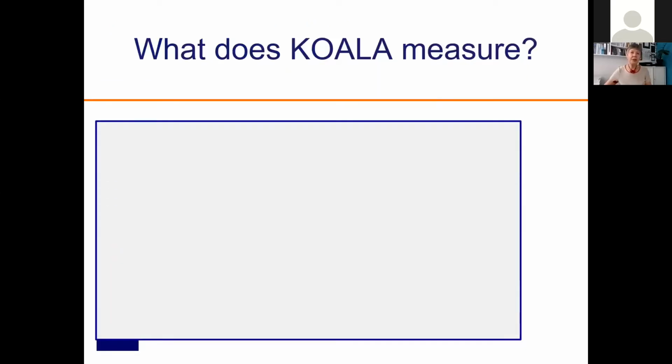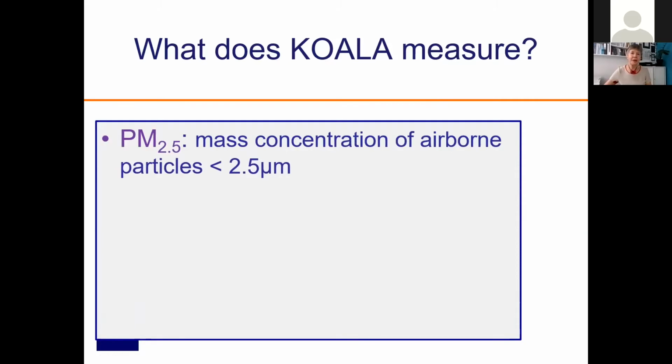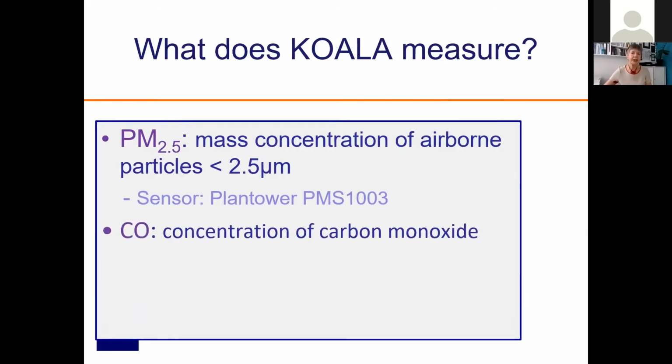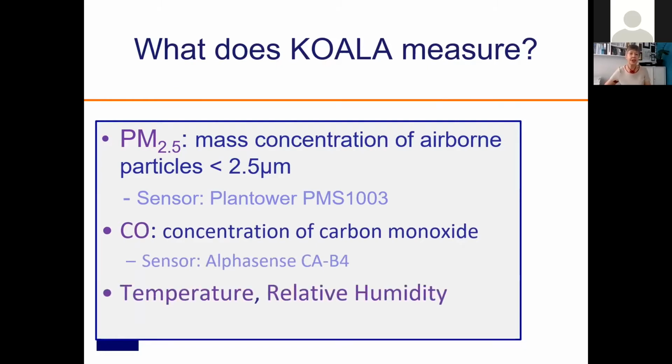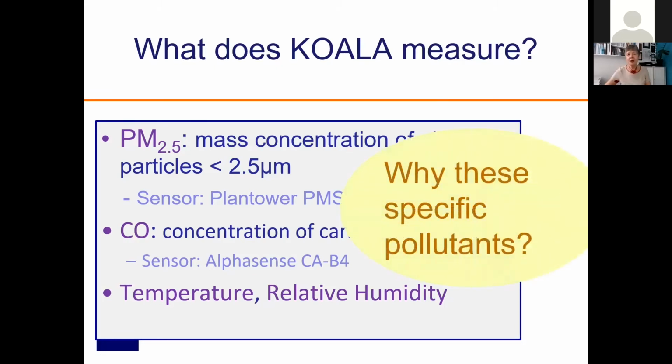We've also discussed what the koala measures. So it's the PM2.5 mass concentration of particles smaller than 2.5 micrometers, and CO concentrations, which is carbon monoxide, and temperature and relative humidity. Well, but we didn't tell you why we measure those specific two pollutants. So why these specific pollutants? We hinted at the fact that there are other pollutants.